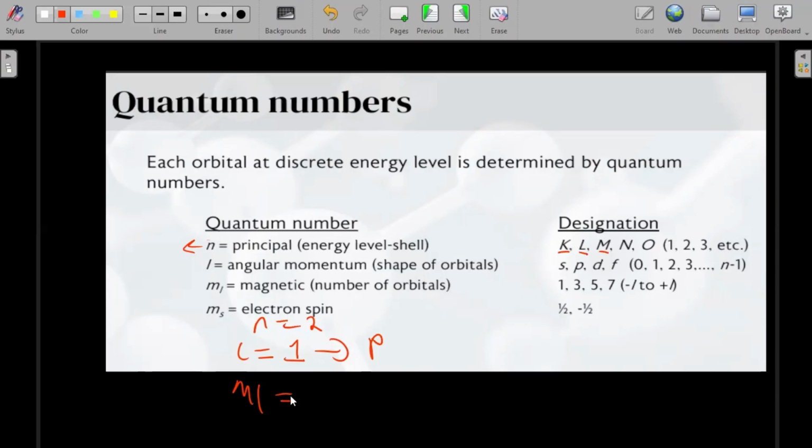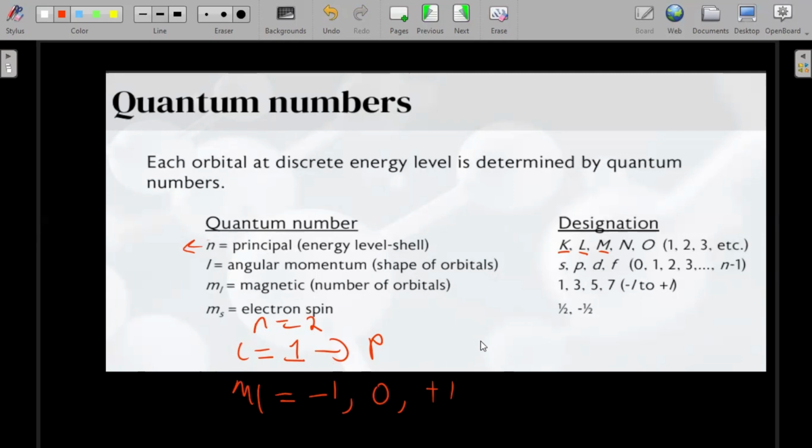So if your L is 1, the orientation, sorry, let me start with minus: you start with -1, you have 0, then you're going to have +1. So this is your ML if your L is 1.